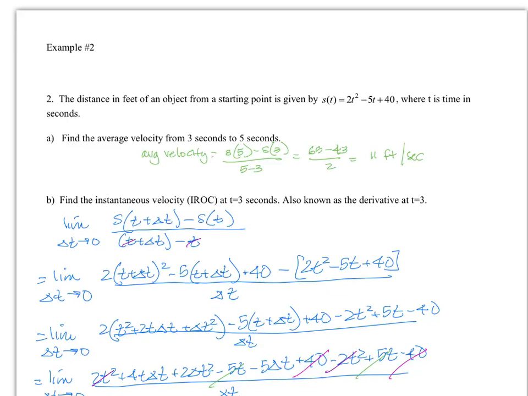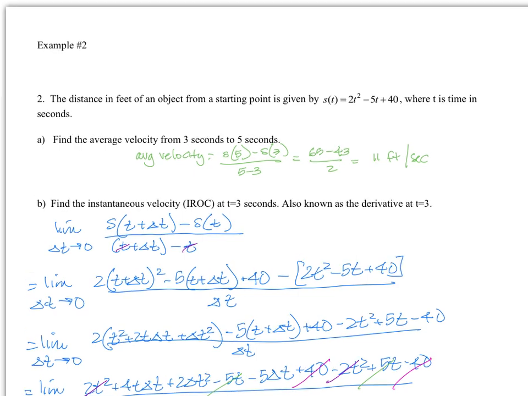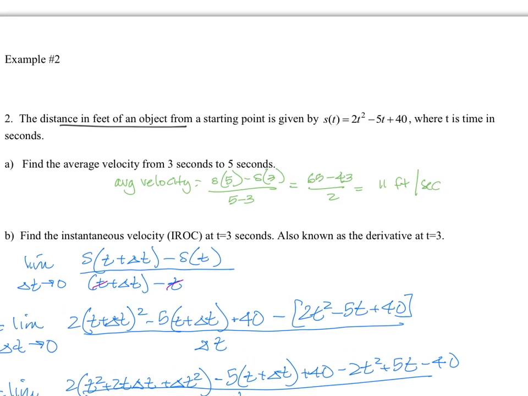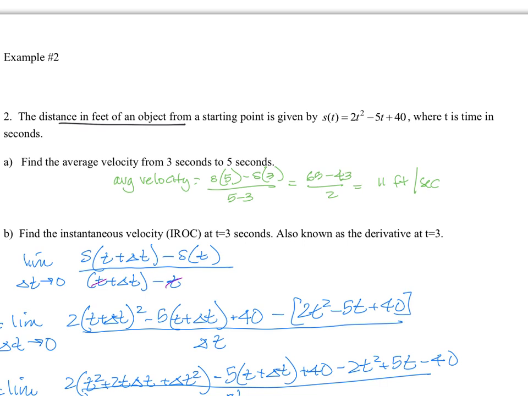All right, this is example 2 of our day 3 notes, and what this is talking about is the distance in feet of an object at a starting point. Now, the thing I want to point out right here is usually when we have an S sub t, it is what we call a position function.